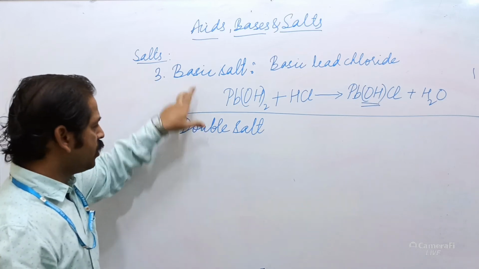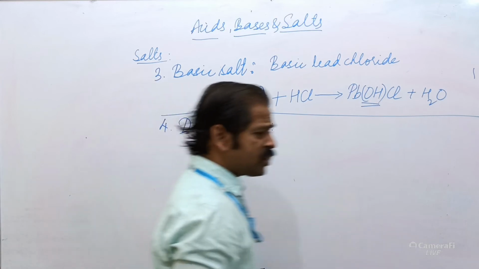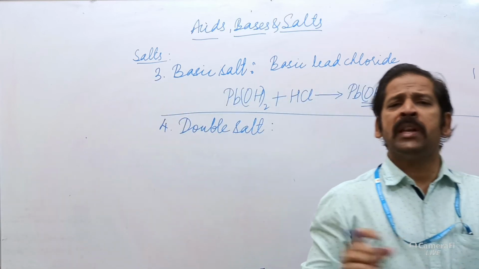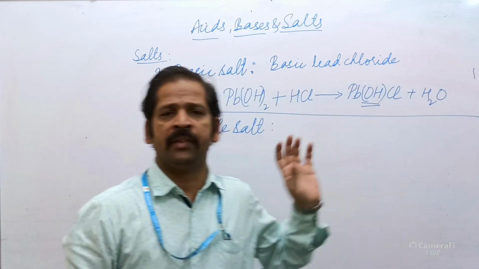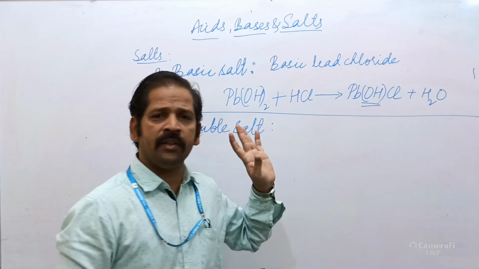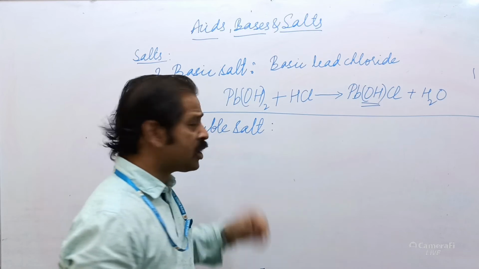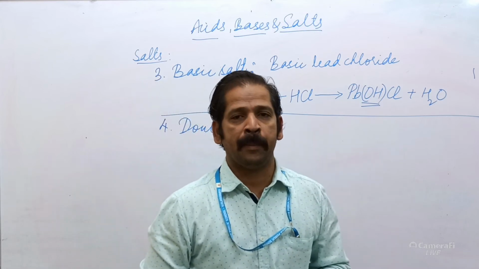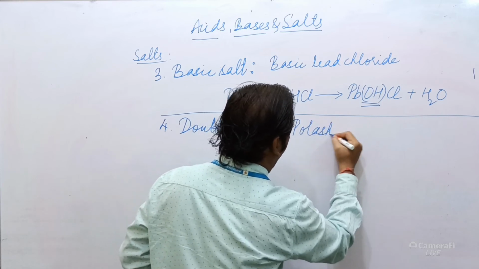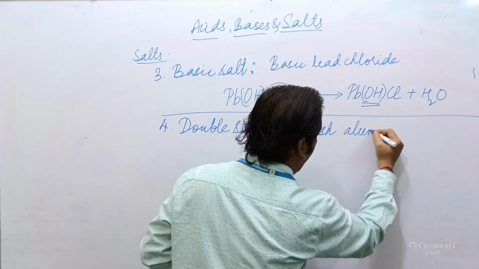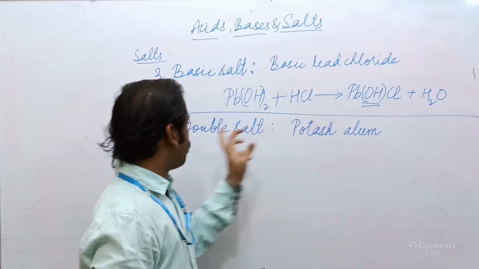Yes, basic salt. Next one is double salt. Double salt is formed when two simple salts dissolve and form crystals. Which are those? The example for double salt is potash alum.